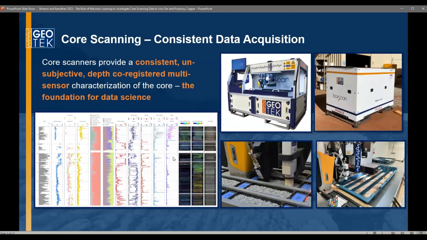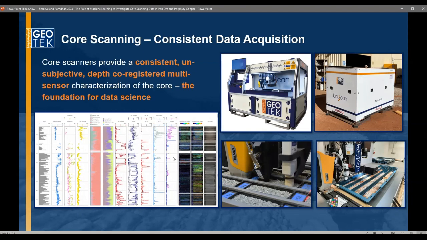A lot of the case studies that we're going to be showing you today are going to be based on using the Box Scan, which is a multi-sensor core scanner using the Olympus Vanta, the TerraSpec VNIR SWIR, Point MAG SAS, line scan cameras, etc. And importantly, not just the Box Scan, but other core scanners out there as well. They provide a consistent and objective, or unsubjective, and depth co-registered data set for characterizing the core. And in the case of this Box Scan system, it's multi-sensor as well. So lots of different sensors, all in a consistent way. And this really is the foundation that we build on for data science activities.